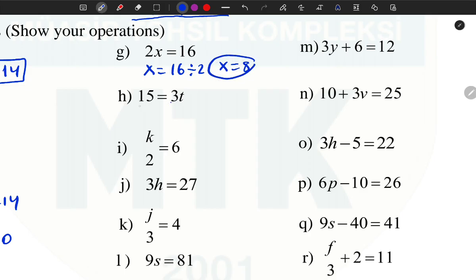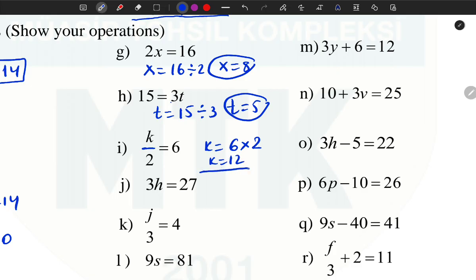3t equals 15, and we need to divide 15 by 3, and we get 5. Here's k divided by 2, and it gives us 6. We know the inverse operation of division is multiplication. That's why we need to multiply 6 and 2, and it gives us 12.